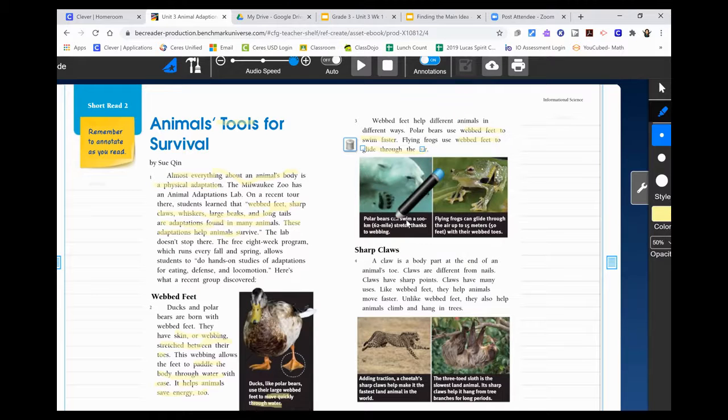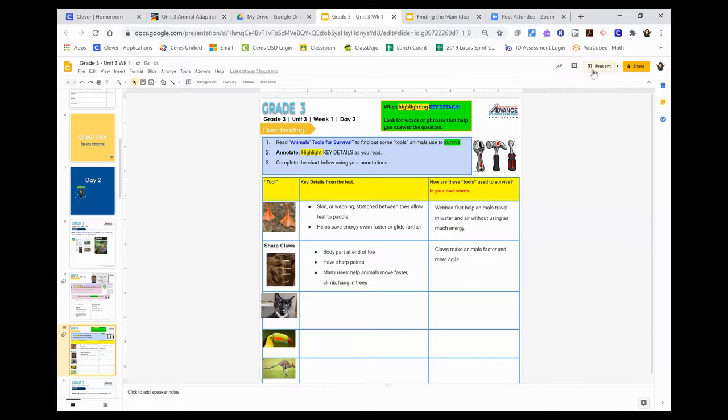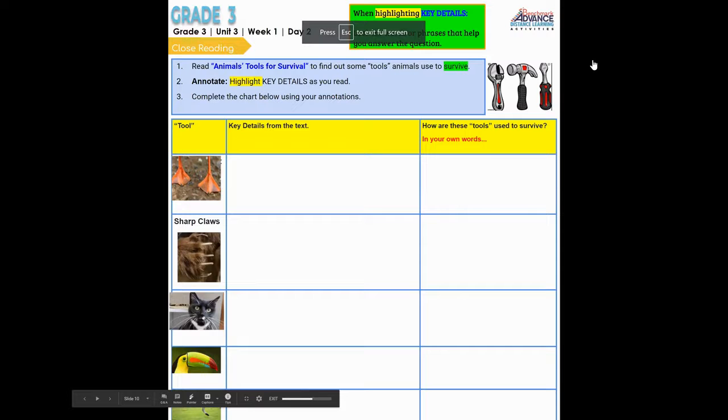So polar bears can swim a 100 kilometer, 62 miles stretch thanks to webbing. Flying frogs can glide through the air up to 15 meters, 50 feet with their webbed toes. Okay, so now that I have read the section on webbed feet, I need to go back and fill out my chart, which I already did, but I'm going to show you.